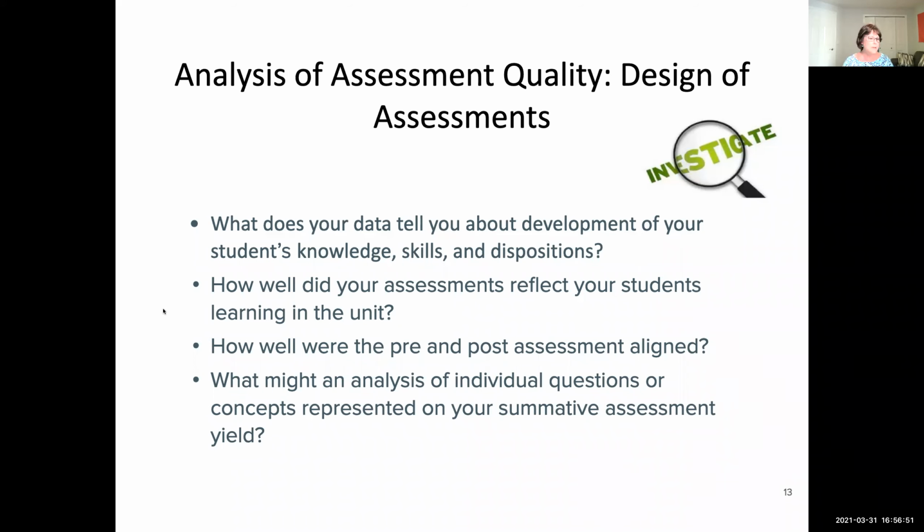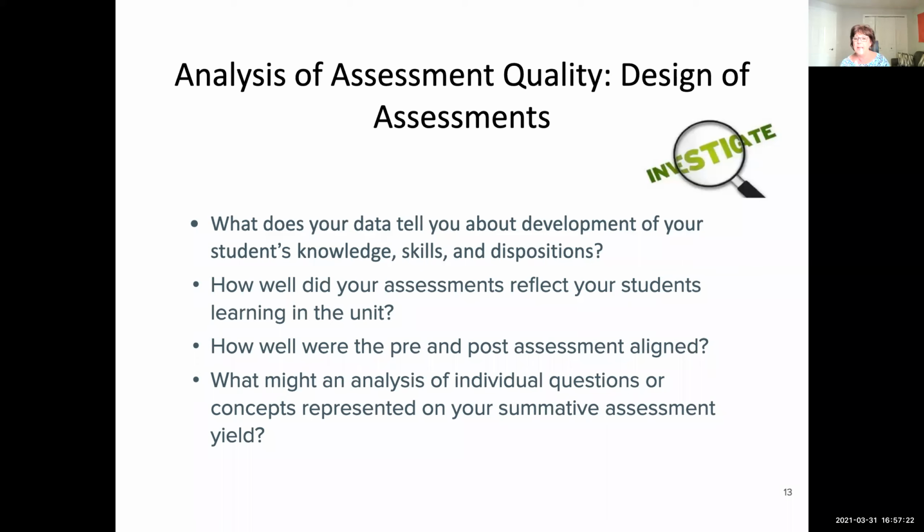For many of you, these are the first assessments you've designed. Okay, maybe you used an assessment somebody else designed, and you really need to think about what it is that the assessment actually told you versus what you thought you were going to learn. Maybe how well the pre and post tests were actually aligned. Did it point out all the student learning you wanted to see?